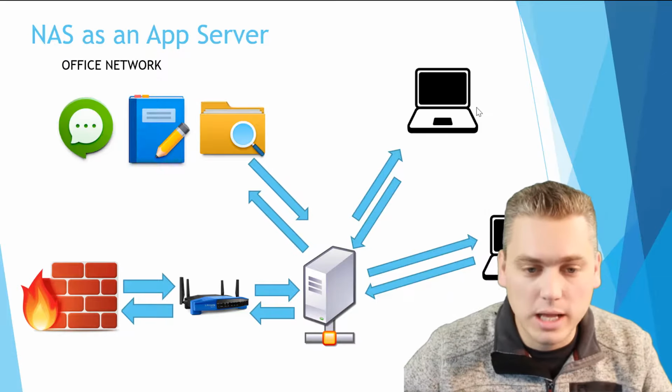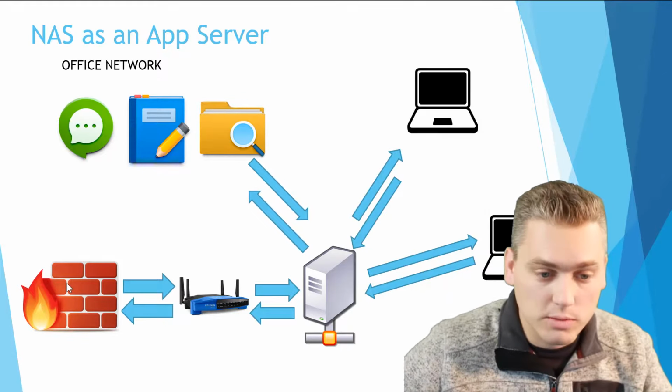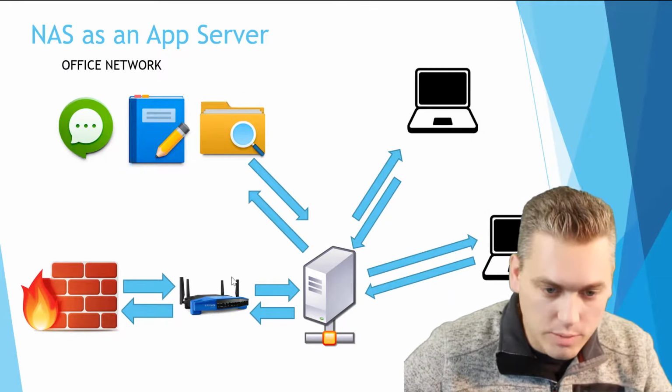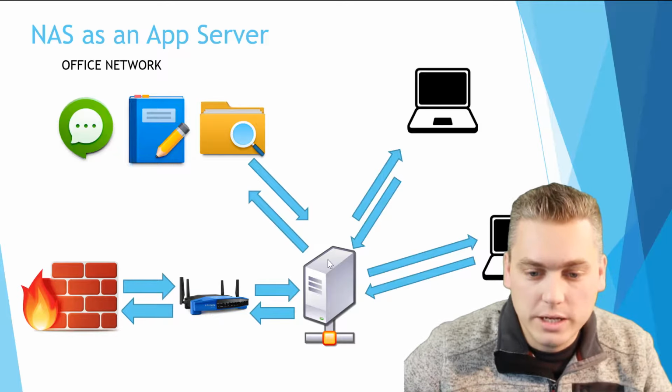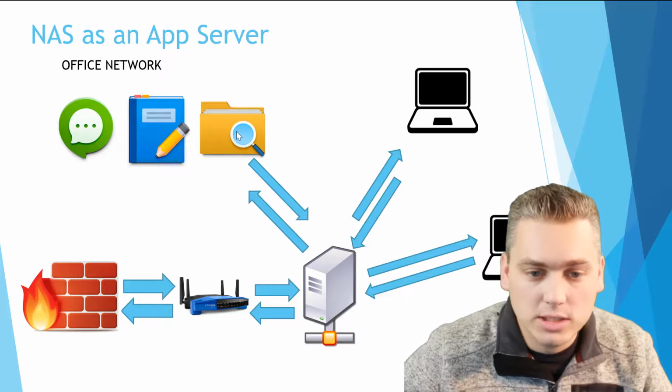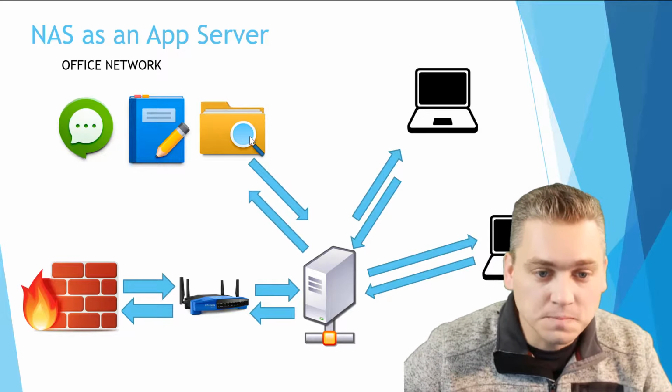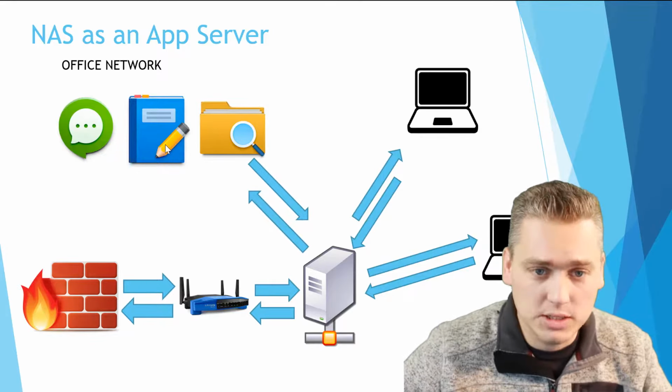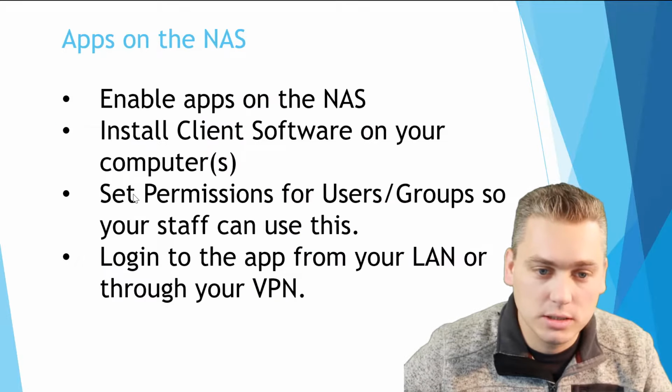So here's this outline of your network, right? You have a firewall, hopefully a router, maybe it's the same unit. Here's your NAS and computers on your network, and on your NAS you have some applications that we can run. We're going to be looking at these three today, so let's go forward.